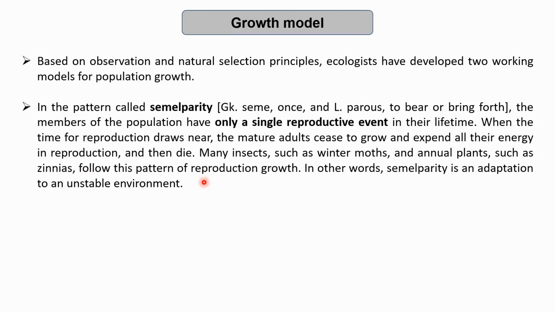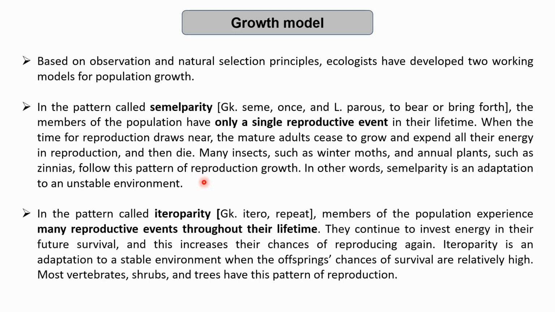And therefore, in order not to miss that chance, the adults of this population basically cease their growth and expend all of their energy into bringing the new individual into existence. In contrast, the other pattern is heteroparity.